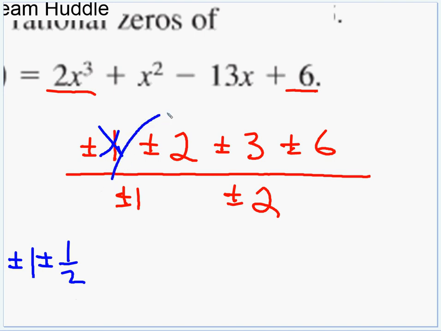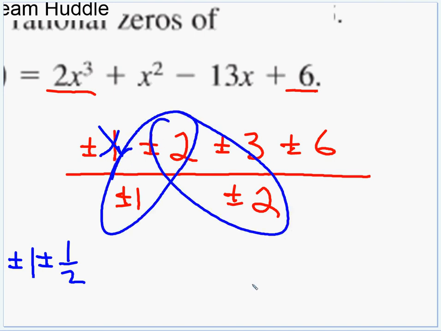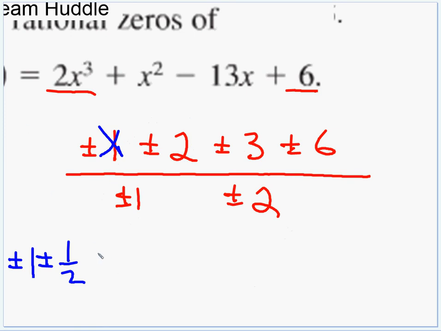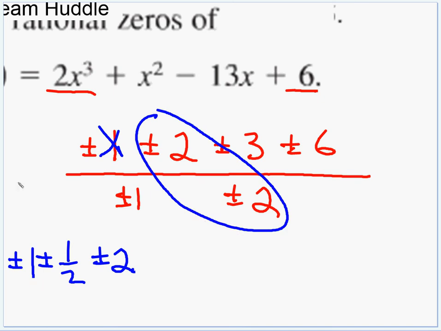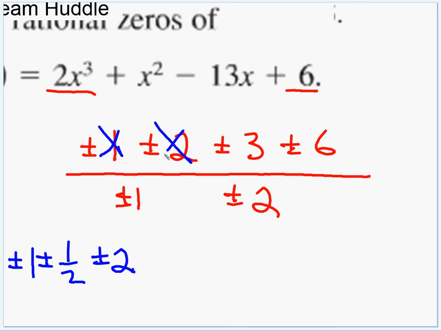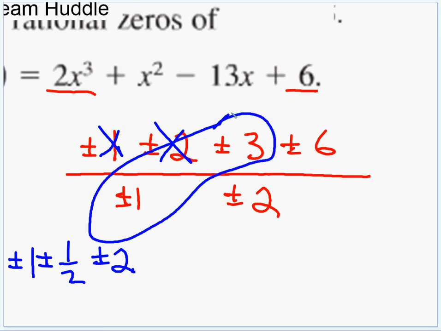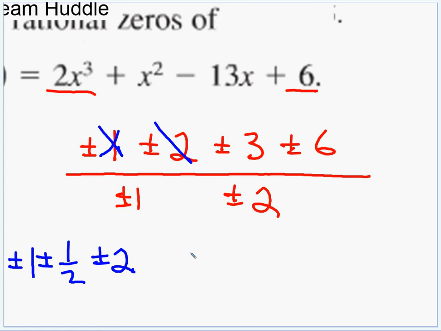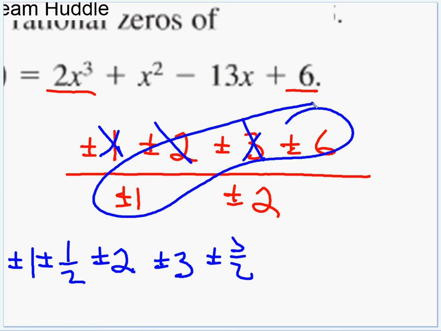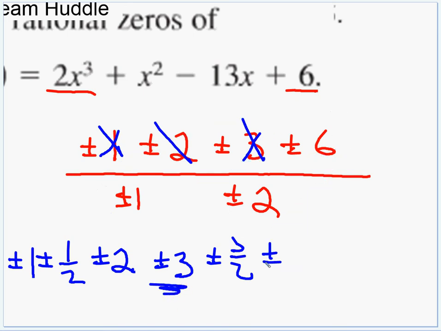Let's go to the 2. 2 over 1 and 2 over 2. Well, 2 over 1 is 2, and 2 divided by 2 is plus or minus 1. We already have that accounted for, so we're not going to write it again. Now let's use the 3. So here's 3 over 1 and 3 over 2. Plus or minus 3, plus or minus 3 halves, and the 3's done. Now the 6. 6 over 1 is 6. 6 over 2 is 3, and we already have 3. So plus or minus 6.